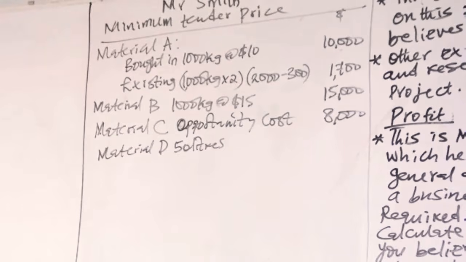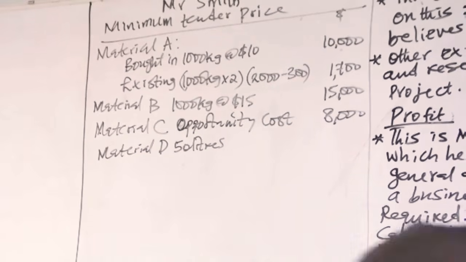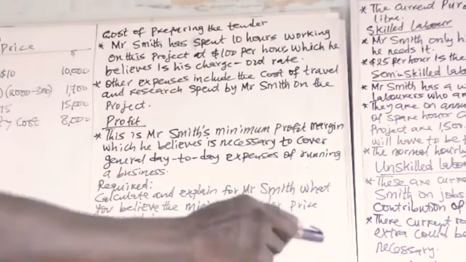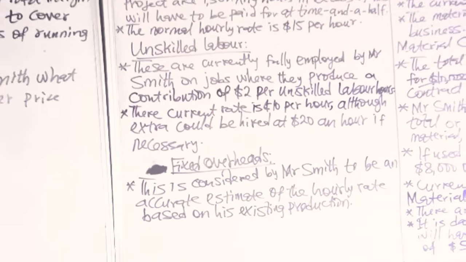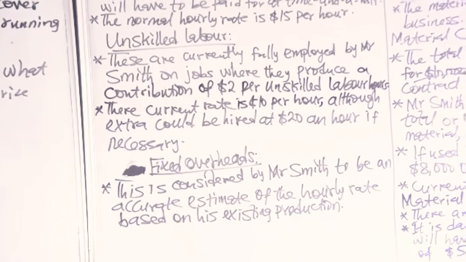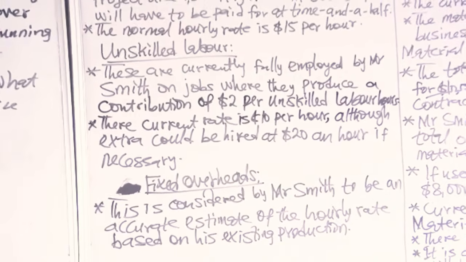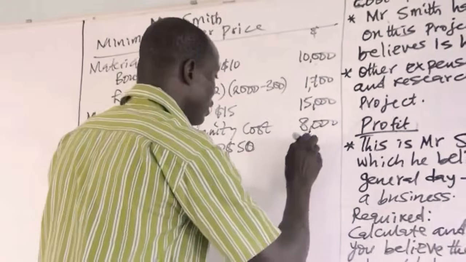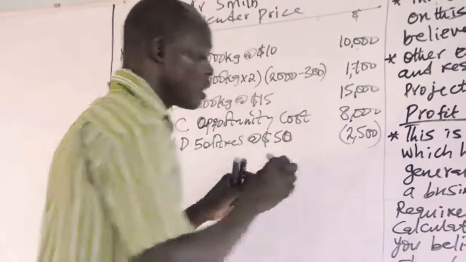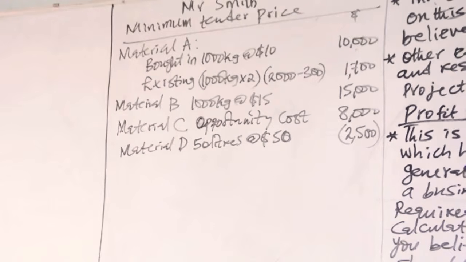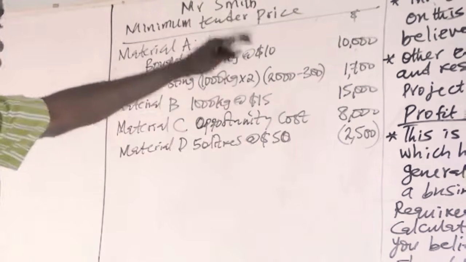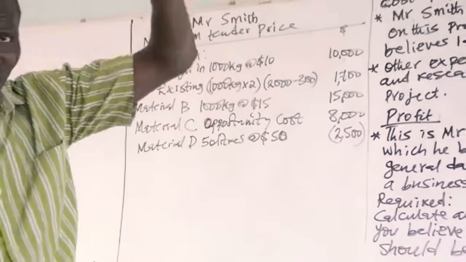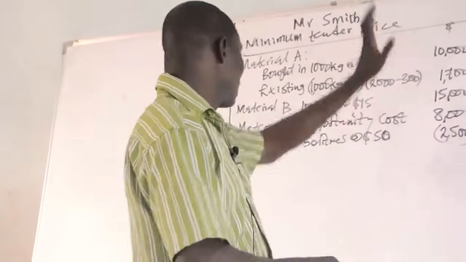If you don't use it in this contract, the opportunity cost of it is to dispose of it, and to dispose of it will cost you $50 per liter. That will give you 50 times 50, which is 2,500. That is a cost to Mr. Smith. Since it is a cost to Mr. Smith, it will be treated as an outflow. Because Mr. Smith is going to expend it, it is going out, and it will be treated as an outflow.